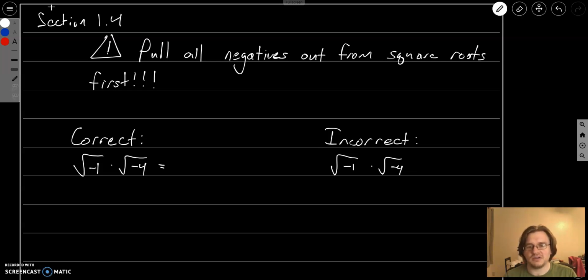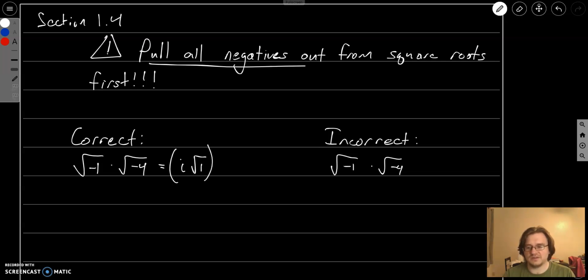You need to pull all the negatives out from square roots and write them as the imaginary unit i before you do anything else. And I want to show you exactly what can go wrong if we don't do this. So when you look at this expression here, the square root of -1 times the square root of -4, we should think, oh, we're taking the square root of a -1. This is exactly i times the square root of 1. We need to pull out that negative sign first before we do anything else.